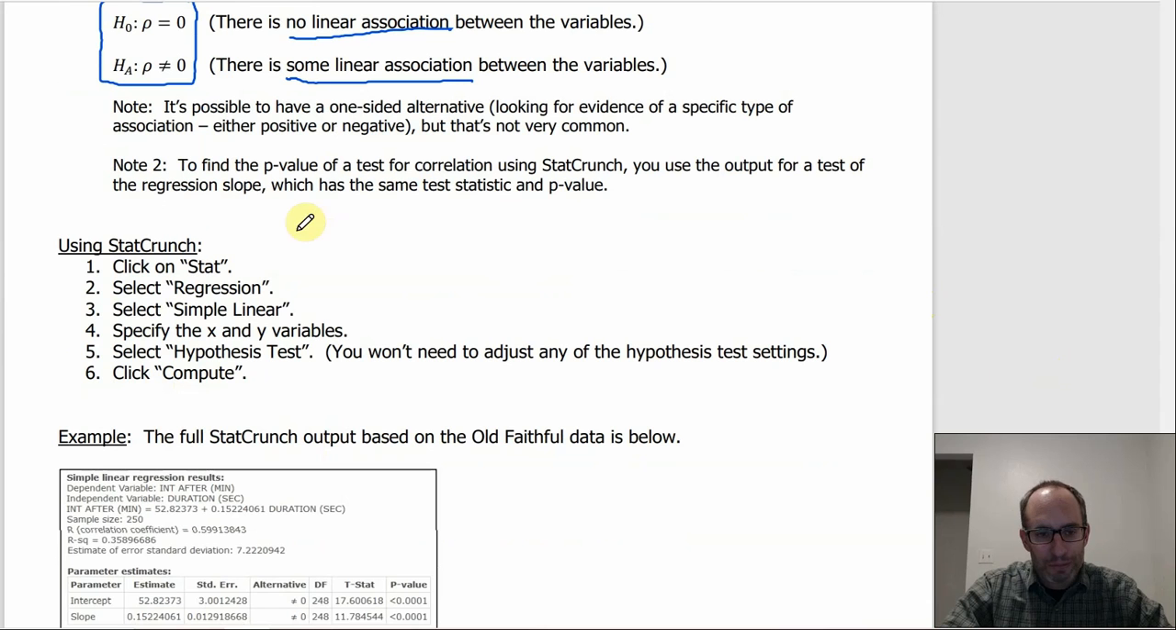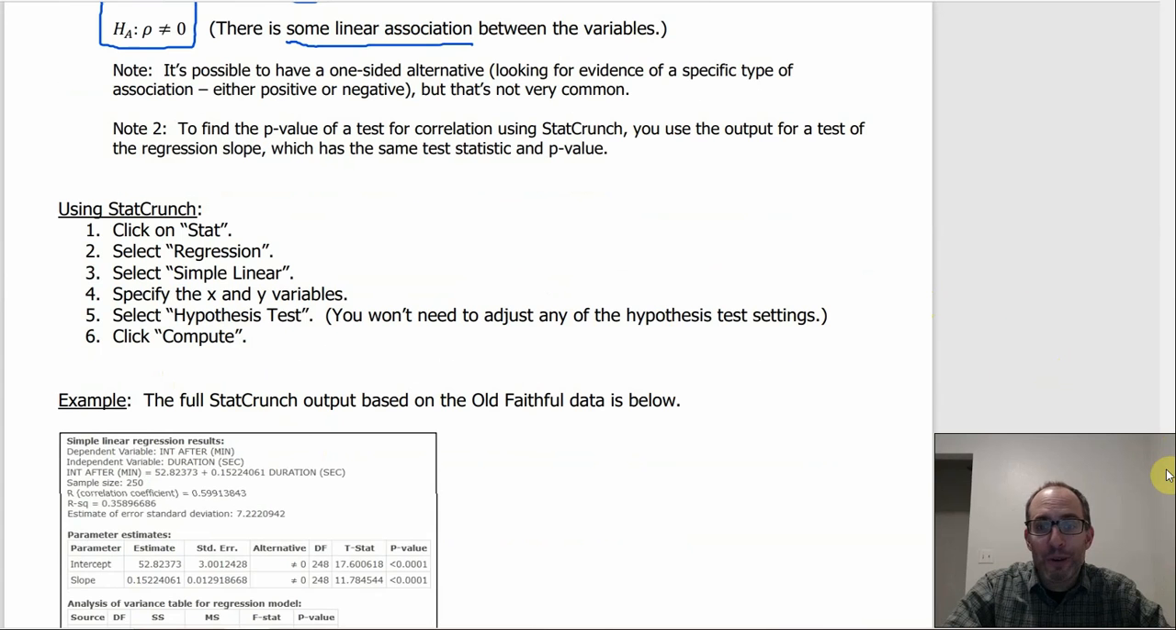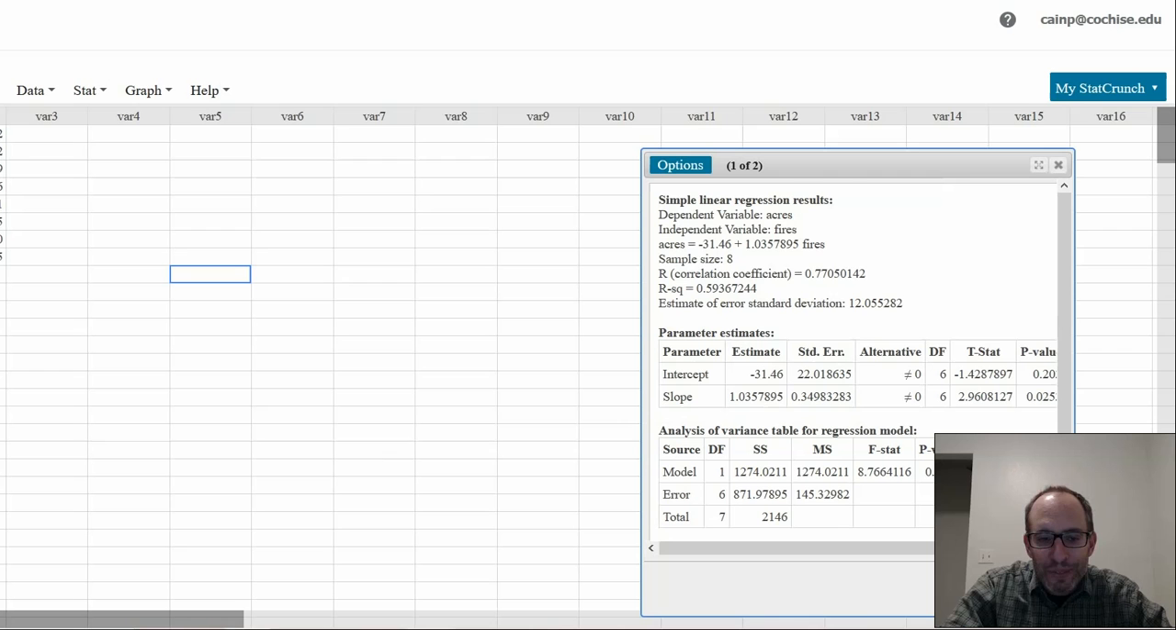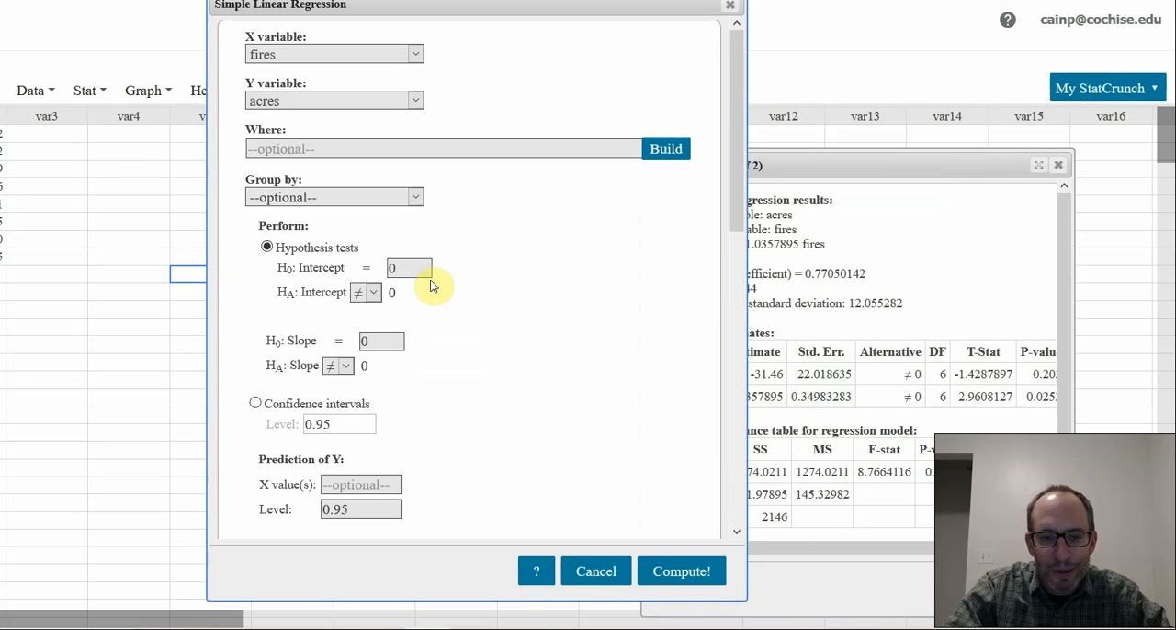If you look at how you would do the hypothesis test in StatCrunch, it's the menu that we were at before: Stat, Regression, Simple Linear. Just make sure that hypothesis test is checked, and you won't have to adjust any of the settings. Oh, that's nice. So let's see, did we have it checked? If I go back to options and edit, yep.